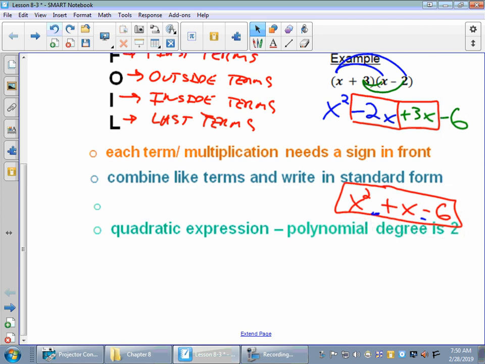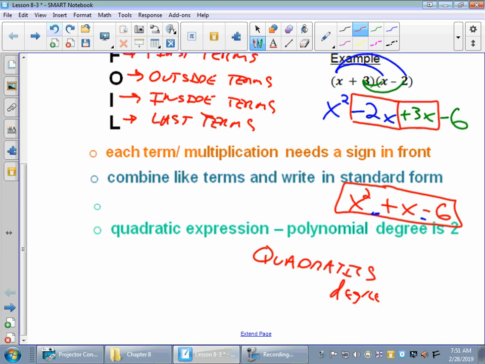in descending order. All right, and then a quadratic expression is a polynomial with a degree of 2. So that's where we're going to talk about quadratics in most of this chapter, where the highest exponent you deal with is 2. Like right here. Okay? So those are some things to talk about.